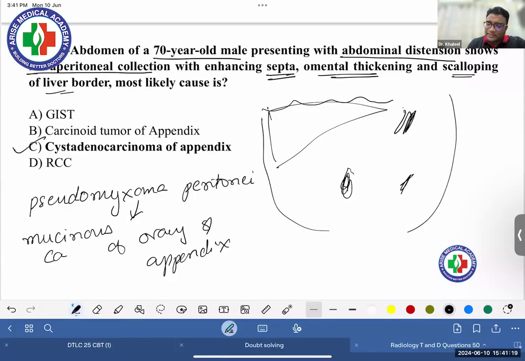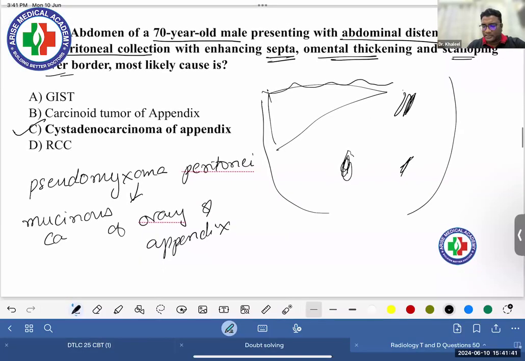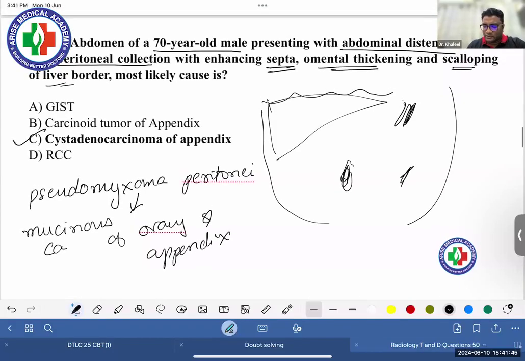So mucinous cystadenocarcinoma of the appendix and mucinous cystadenocarcinomas of the ovary are associated with pseudomyxoma peritonei. These are seen with mucinous cancers of the ovary and the appendix. The classic description, omental thickening, scalloping of the liver border by the ascites, all of this is mucinous cystadenocarcinoma of the appendix or the ovary. So the description is of pseudomyxoma peritonei.